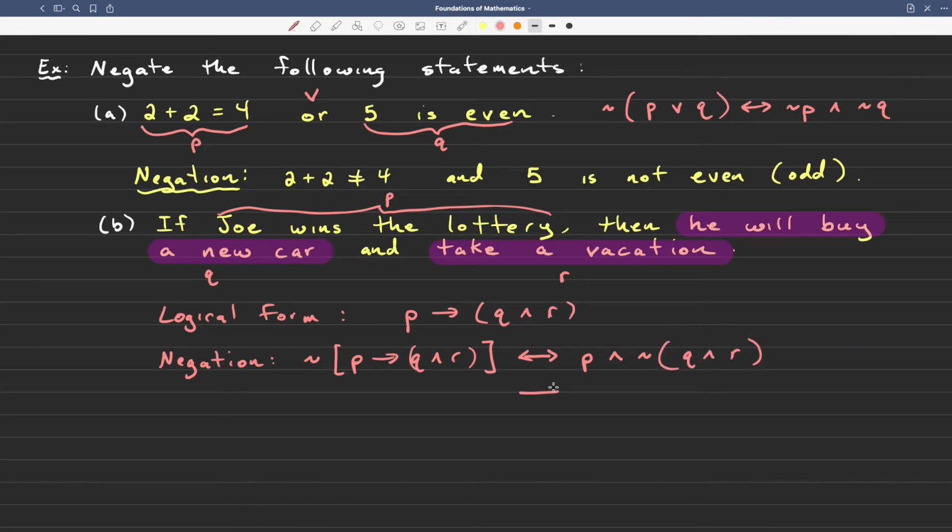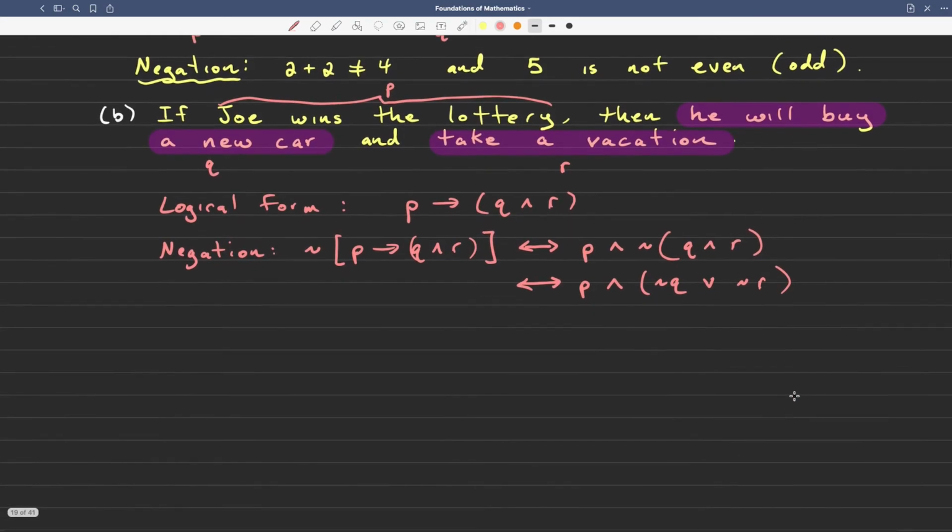And then we can take that one step further because we know how to negate an and statement per one of the properties up there called De Morgan's law. To negate an and statement, you negate the individual parts and change it to an or. So this would become not Q or not R.